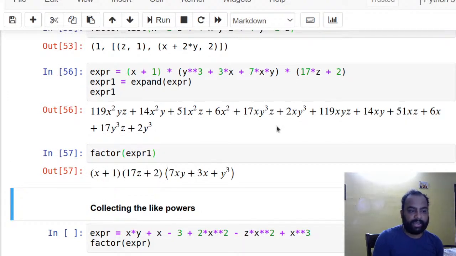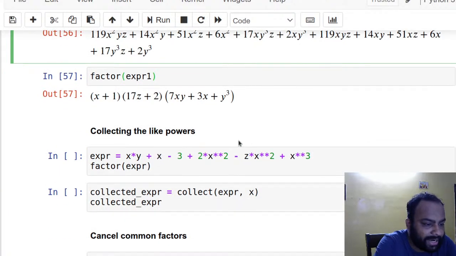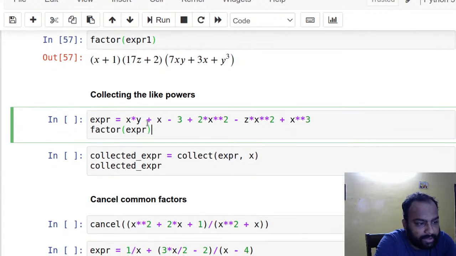So of course, expand and factor are just two complementary functions. Expand expands, and factor actually factors out and combines. All right. So you have other functions called collect and factor. You can use factor to factorize, but you can use collect to collect like powers. Okay, just to show you what I mean here.